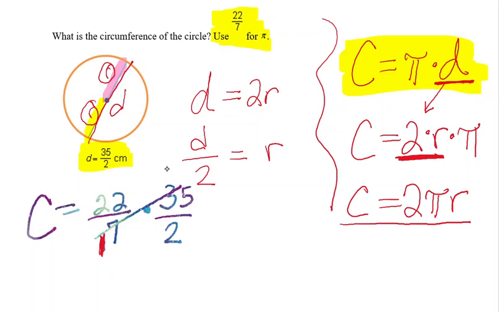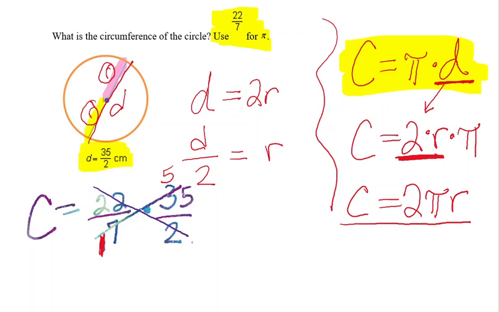And 35 divided by 7 is 5. So I can divide across before multiplying. So I'm just doing my simplification before I multiply, rather than multiplying, getting really big numbers, and having to divide at the end. I also see that I could divide this way by 2.